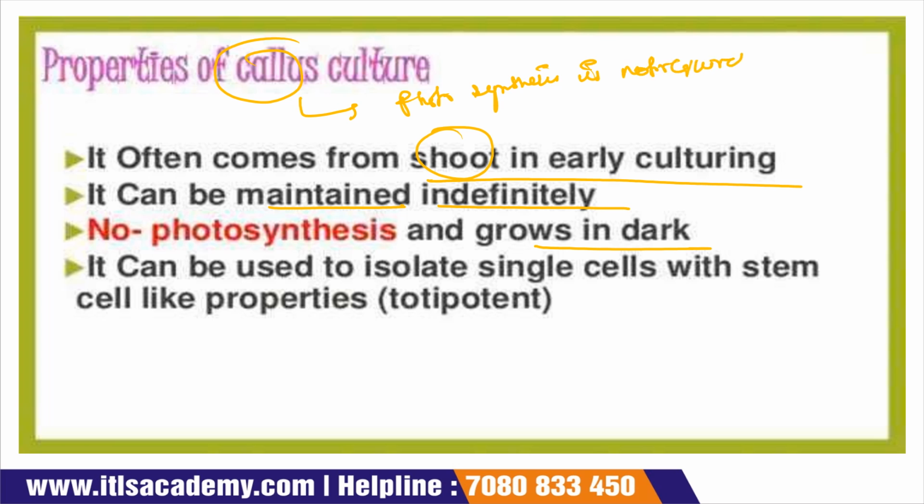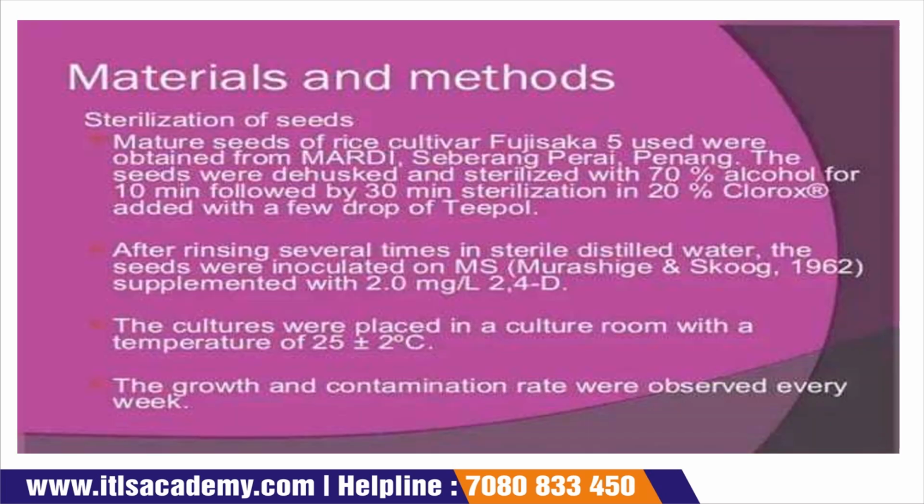So that means that it can be grown into a callus very easily. It can be used to isolate single cells with stem cell-like properties, that is called totipotent. Okay, so we all know that this callus can also be isolated from a single cell along with the stem cells, and it shows properties like totipotent.